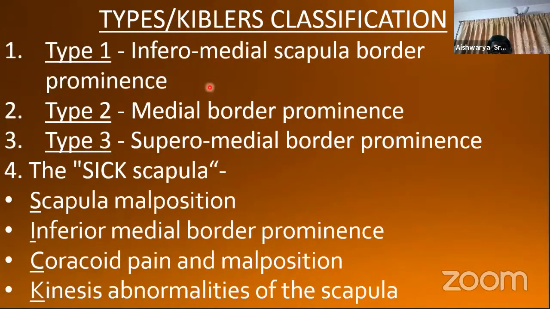Now, SICK scapula is a mnemonic for the following. S is the scapular malpositioning. As I said, it's not being held properly in the resting position. It's displaced either upwards, sideways, inwards. Then I stands for the inferior medial border prominence. C stands for coracoid pain and malpositioning that occurs when there is any shoulder related pathology. And K stands for kinetic abnormalities of the scapula where the scapula does not move properly.